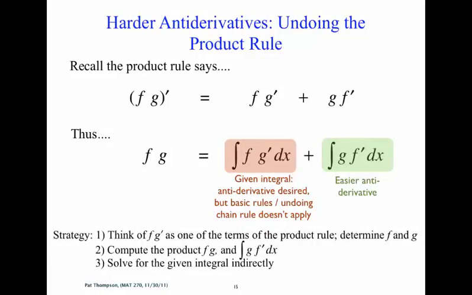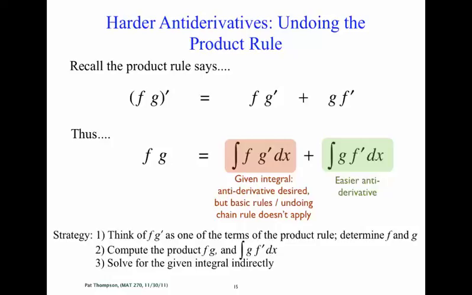And so we want to think of f g prime. Our given integral is the one in red. We want to think of it as one of the terms of the product rule. We want to determine f and g. We'll figure out what f is and what g is, and then compute f and g over there on the left, f times g. And then we're going to compute the easier one, g f prime. And then we can use this equation to solve for the one we want indirectly. See how that works?